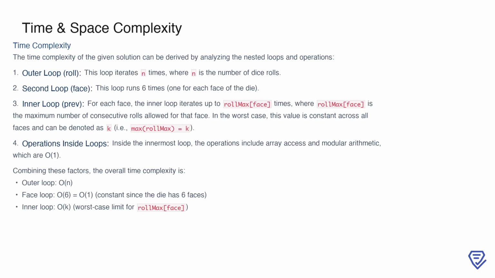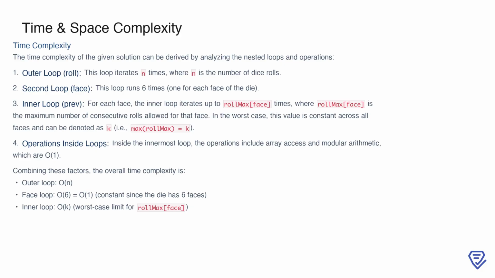To understand the time complexity of our solution, we start by analyzing the loops in the algorithm. First, the outermost loop runs n times, corresponding to the number of dice rolls. Inside this, we have a second loop that iterates 6 times, once for each face of the die. Then, for each face, there's an inner loop that iterates up to rollmax[face] times, where rollmax[face] is the maximum number of consecutive rolls allowed for that face. In the worst case, this upper limit, denoted as k, is constant across all faces.